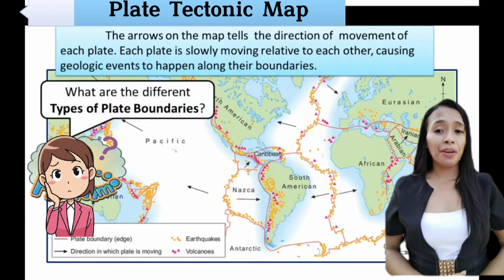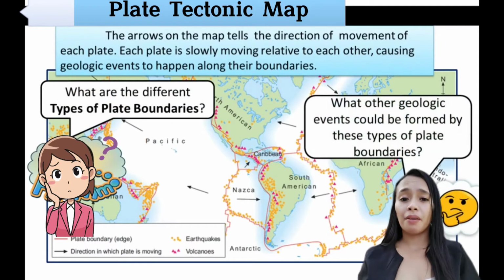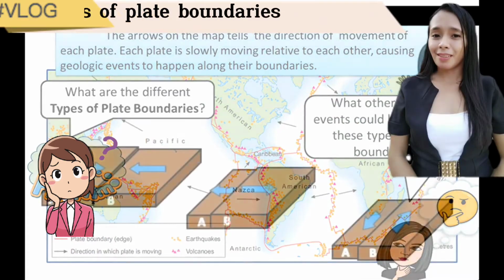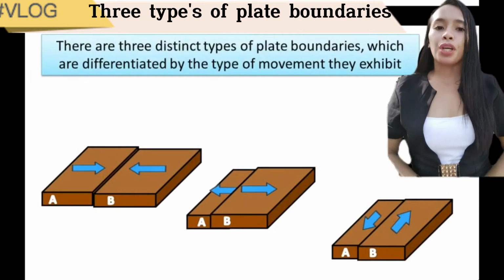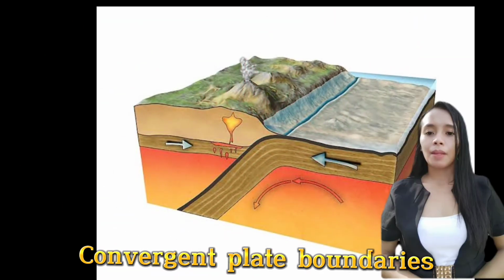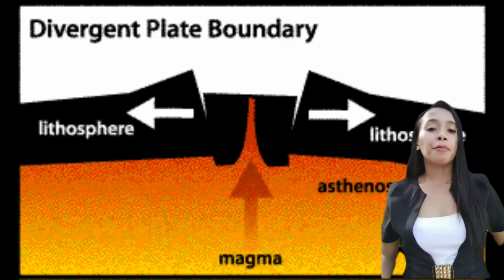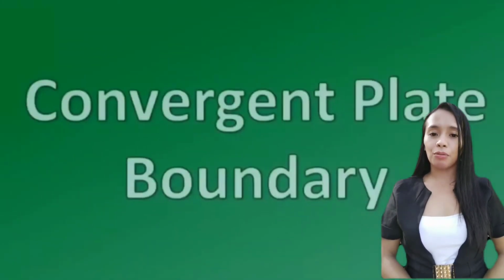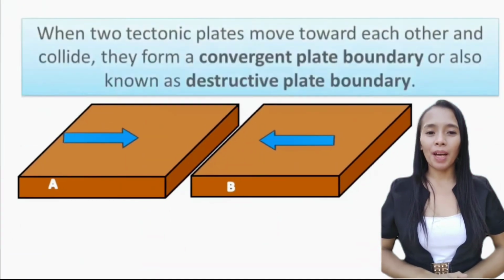So what are the different types of plate boundaries? What other geological events could be formed by these types of plate boundaries? There are 3 distinct types of plate boundaries, which are differentiated by the type of movement they exhibit. We have convergent plate boundaries, divergent plate boundaries, and transform fault plate boundaries. First, let's learn about convergent plate boundary.